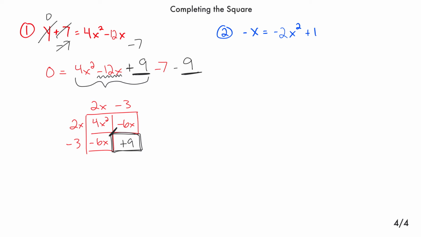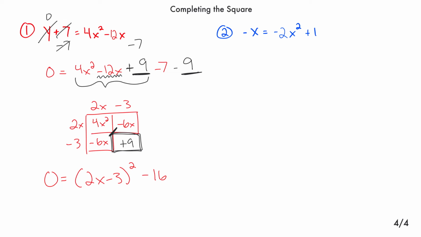So those first 3 pieces, including the black 9 that I just wrote, would factor into 2x minus 3 times 2x minus 3, which is 2x minus 3 quantity squared. And then those 2 parts on the outside, the -7 and the -9, those combine to get me -16, and that's still equal to 0. So I just went through completing the square.